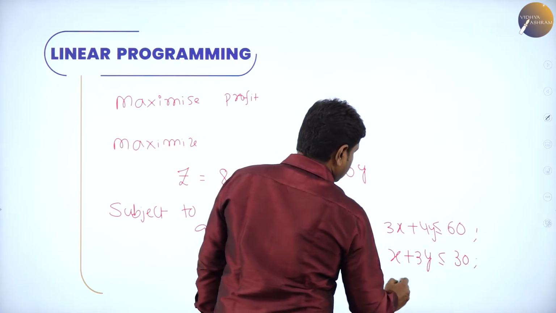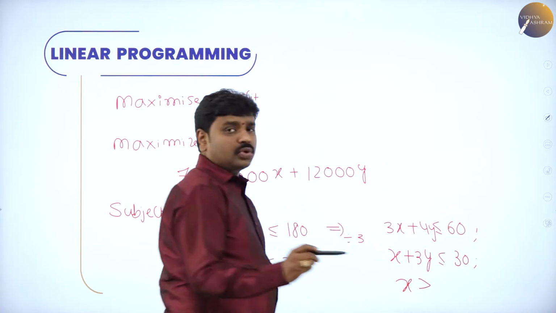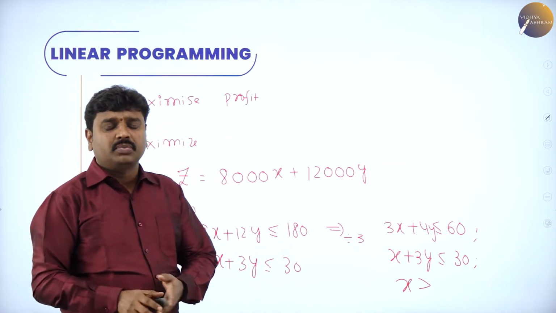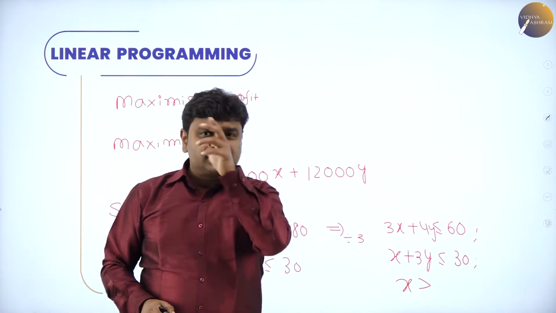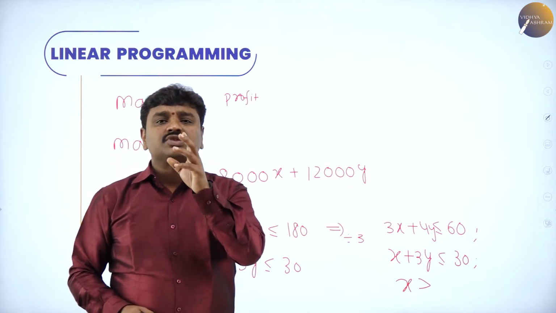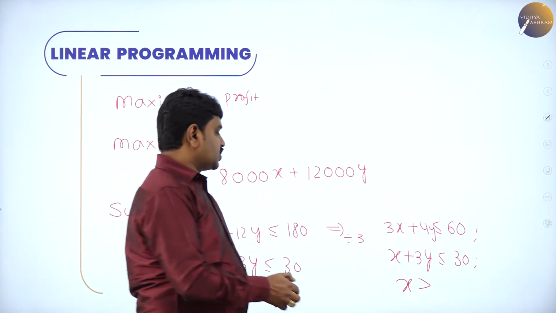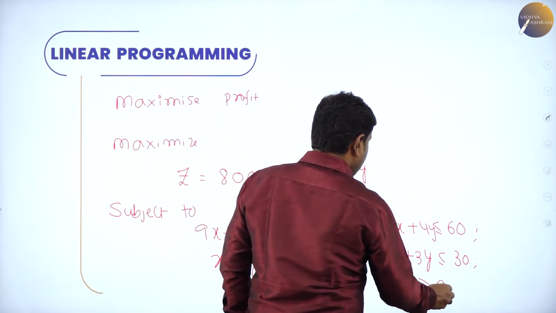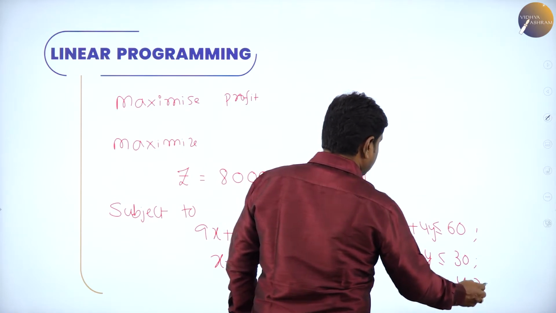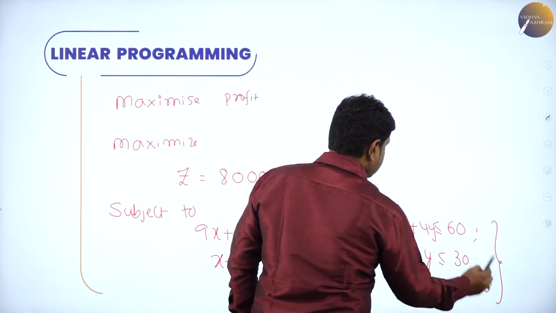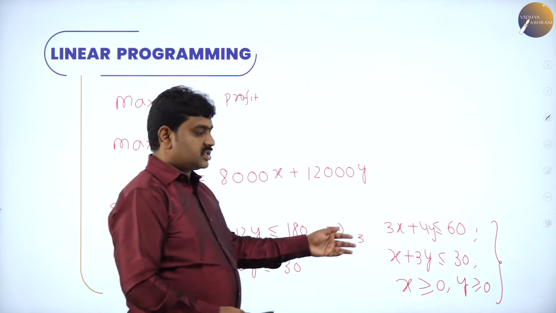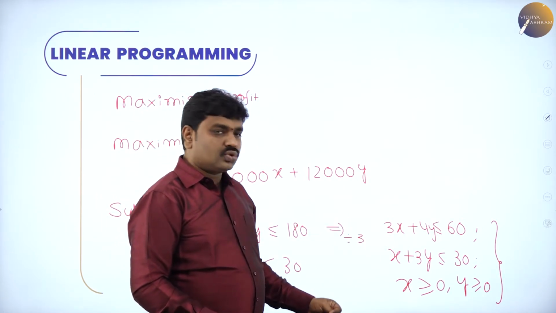After you get two constraints, the third one is the number of pieces produced. X is the number of pieces of A and Y is the number of pieces of B. The number of pieces produced cannot be negative. So X should be greater than or equal to 0 and Y also should be greater than or equal to 0. So these are the three constraints.